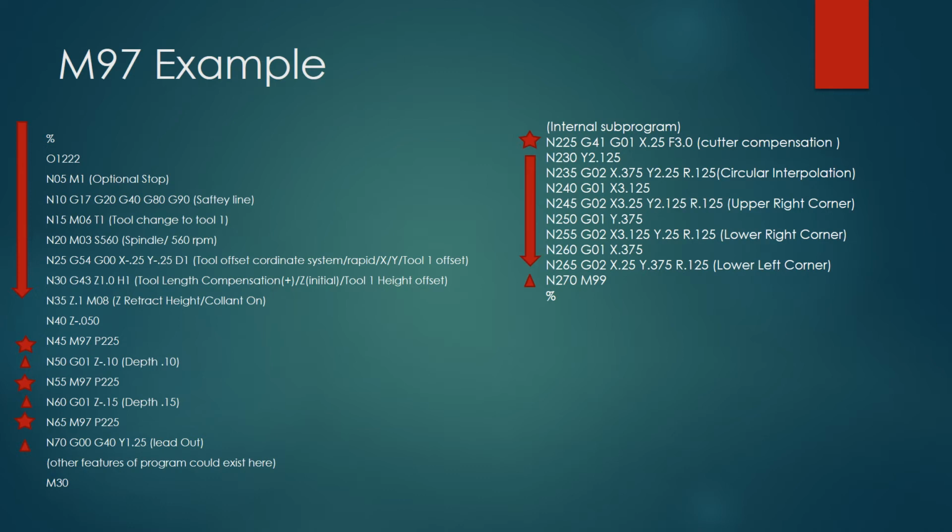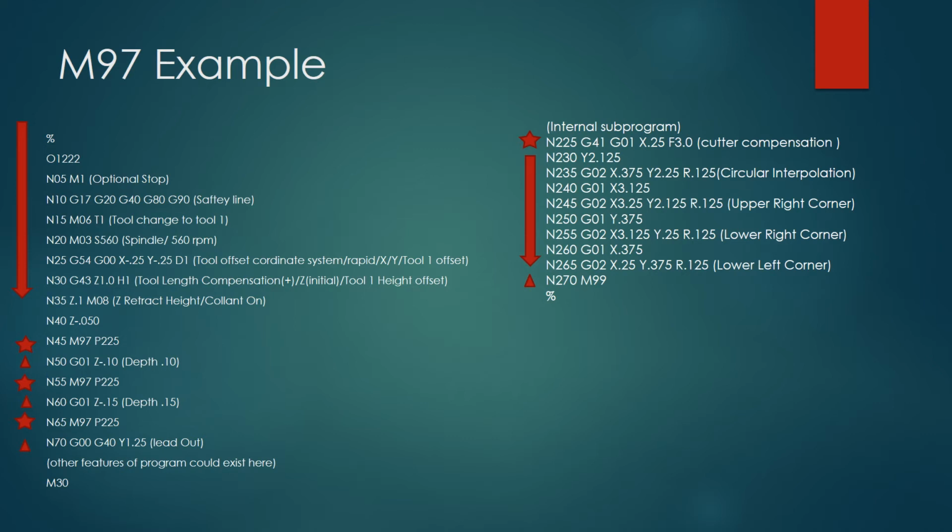And we're going to call at line 45 here. We're going to go to an M97 P225. So we're going to jump over to this block number. And now we're going to turn on our cutter compensation. We're going to go around a box that has eighth inch radius corners on it. And then we're going to go back over to our next depth. And it's going to go down again. Then our next line at N55, we're going to come back over to this 225. We're going to cut that box with corners again.